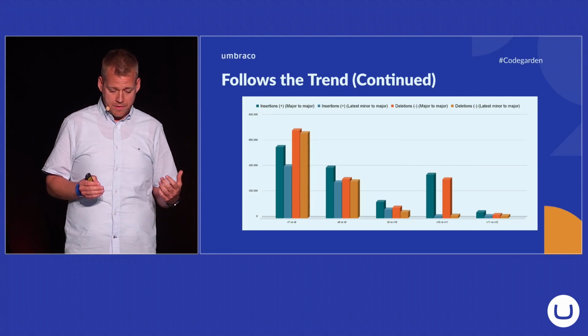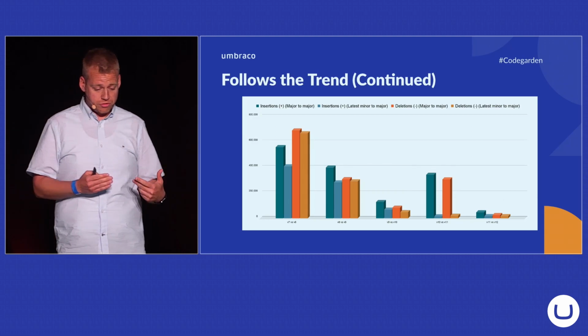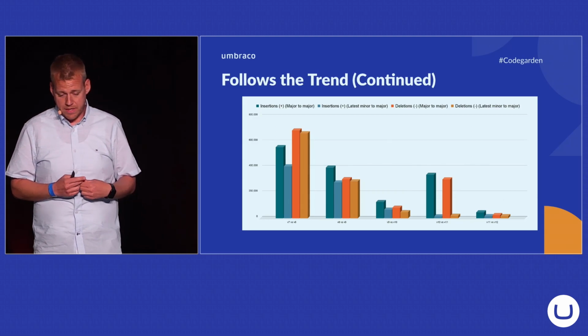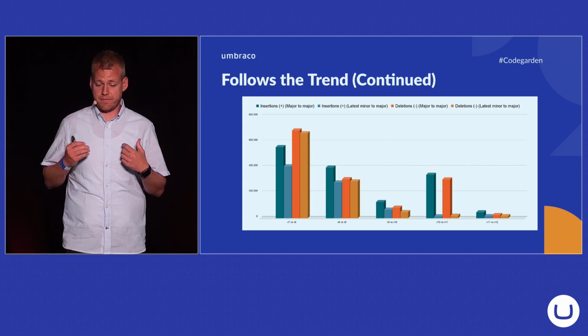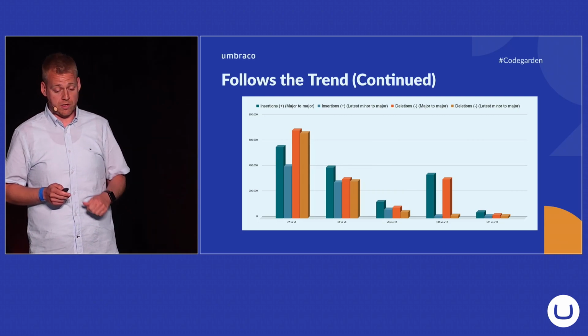This is almost the same diagram, but here the green and blue bars are the insertions of code lines, and the orange and yellow are the deletions. And in this diagram, the reformatting is even more clear.